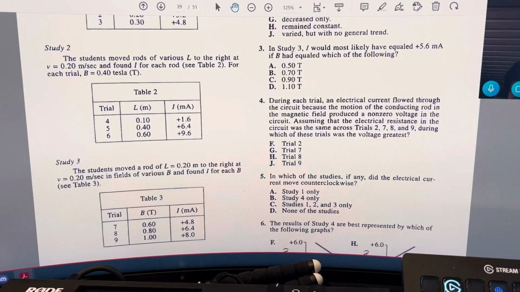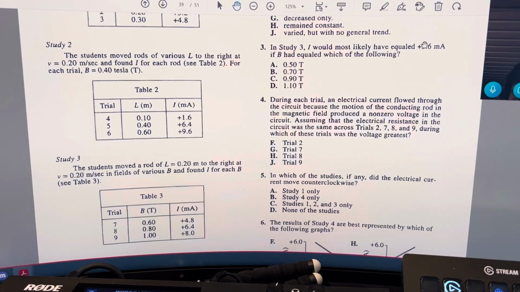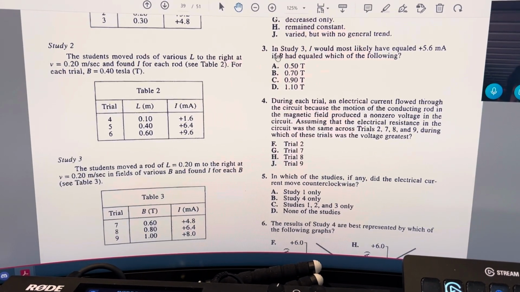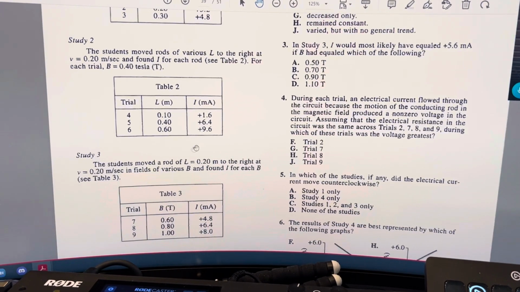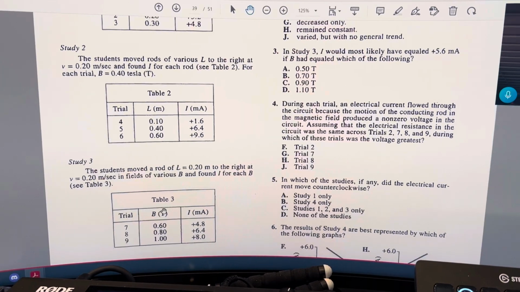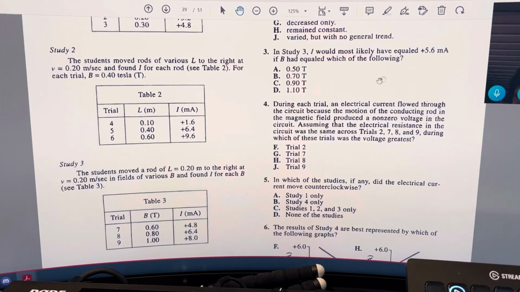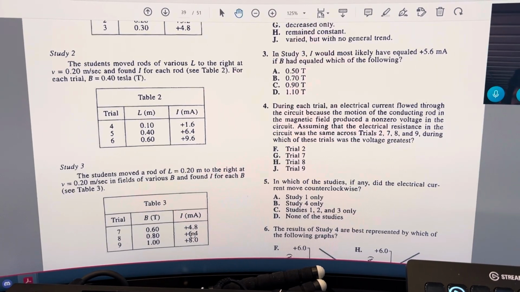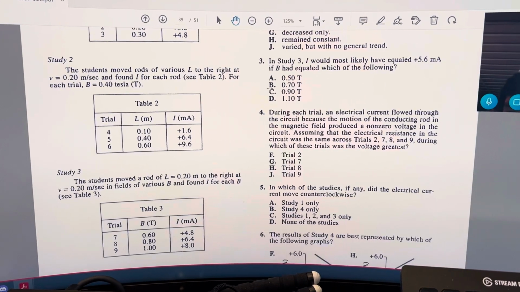Study 3. The electric current would most likely have equaled 5.6 if the magnet strength had equaled which of the following. Okay. So now we go down here and we look at this and say, oh, this is the magnetic field strength. This is the current, right? Okay. So now they said 5.6. Where is 5.6 here? In between. It's B. The answer is B.